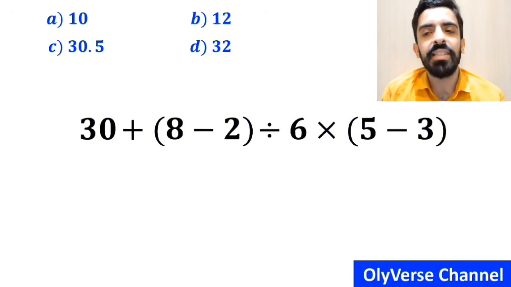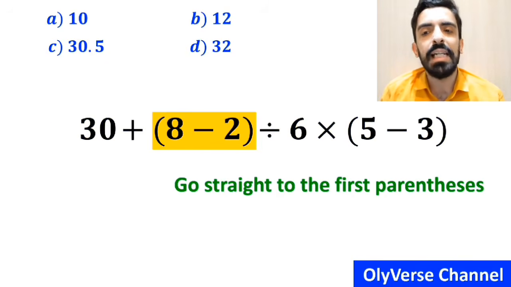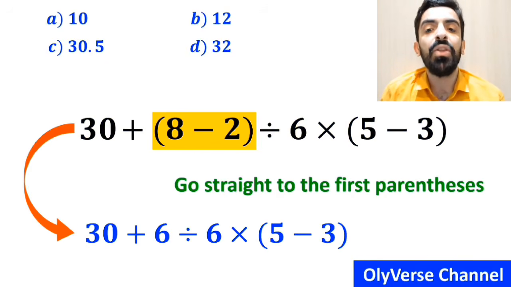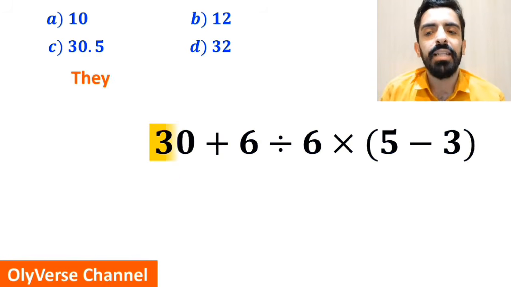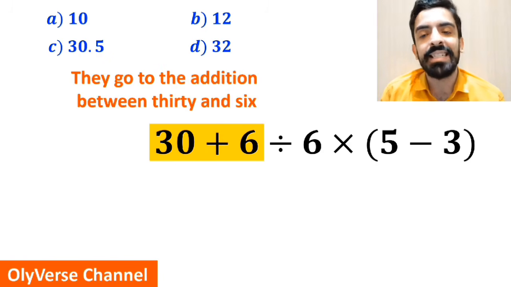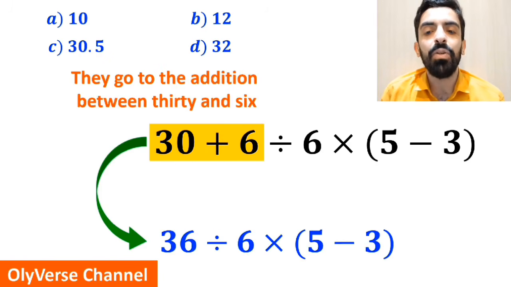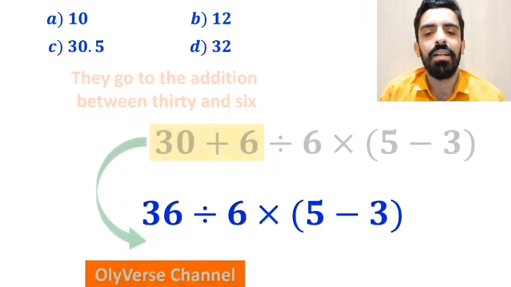Many people, when solving this question, go straight to the first parenthesis and simplify this expression to 30 plus 6 divided by 6 multiplied by 5 minus 3 inside the parentheses. And the next step, they go to the addition between 30 and 6 and simplify this expression to 36 divided by 6 multiplied by 5 minus 3 inside the parentheses.